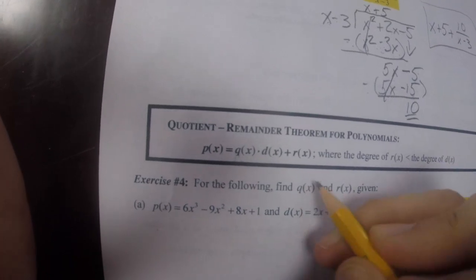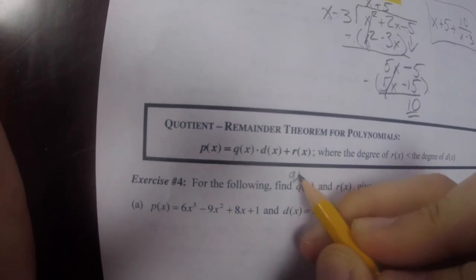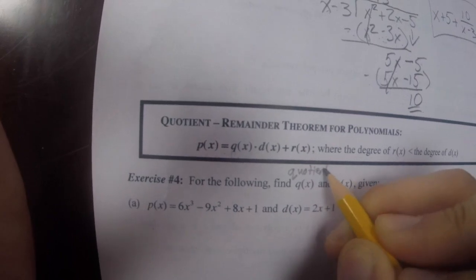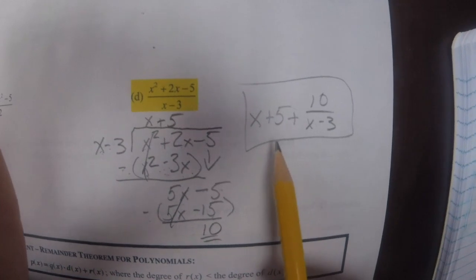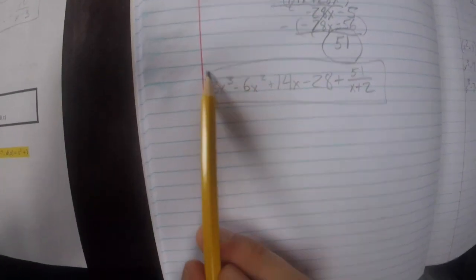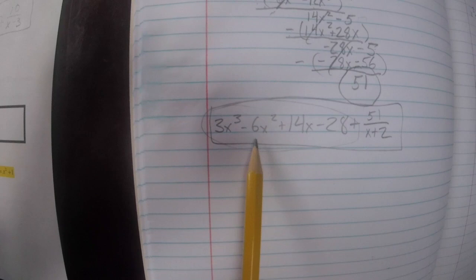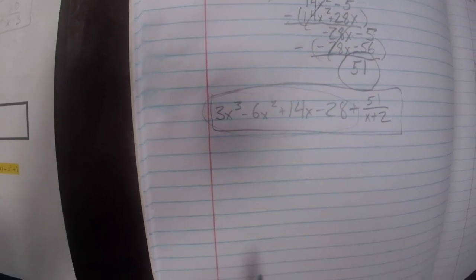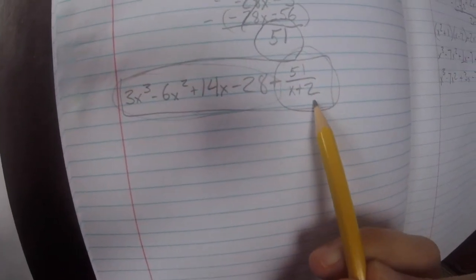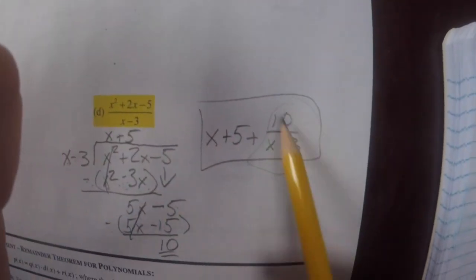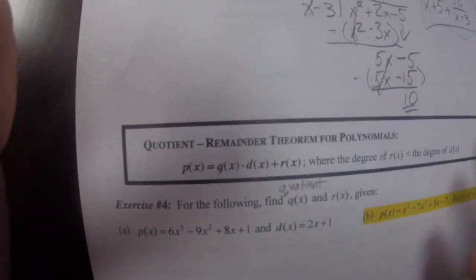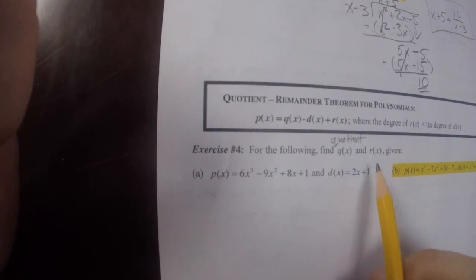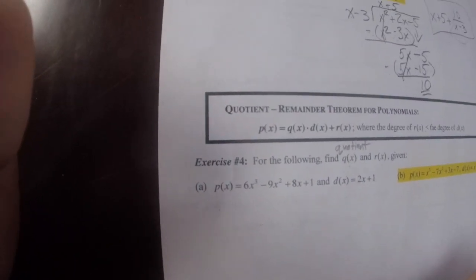It just says, for the following, find q of x and r of x. Well, what does q of x stand for? Q of x just stands for, what's the quotient? Like the answer. This was the quotient of part D. This part here was the quotient for part C. This part is r of x. This is the remainder. This part over here was r of x. This is the remainder. So they want us to find the quotient and the remainder. That's all they're asking for.